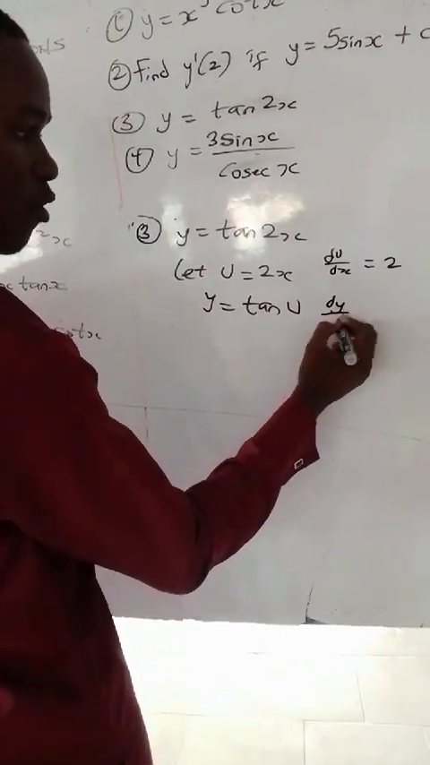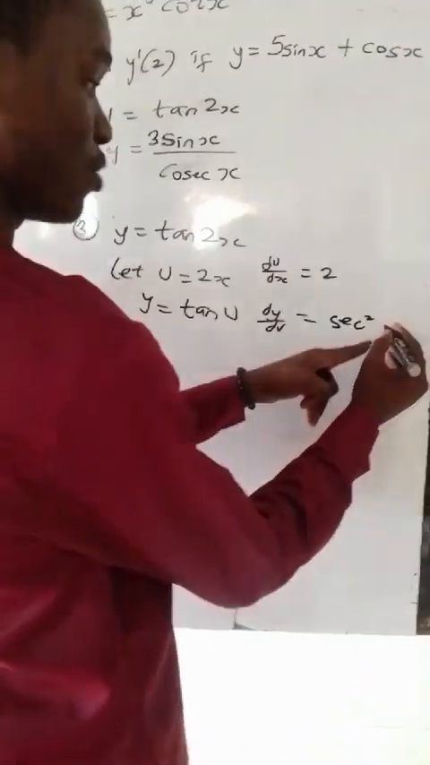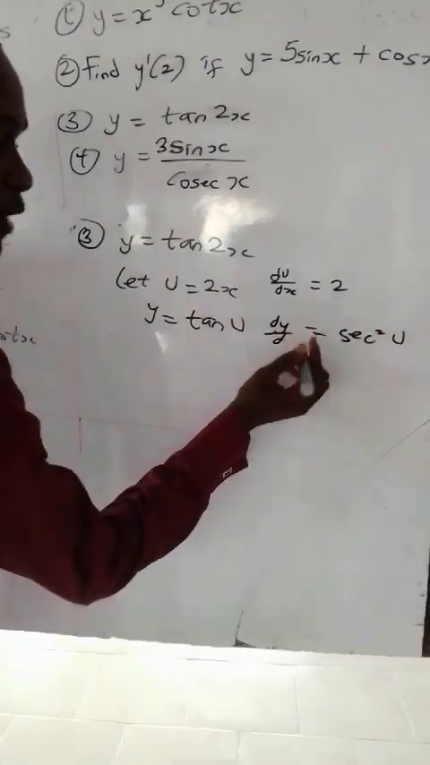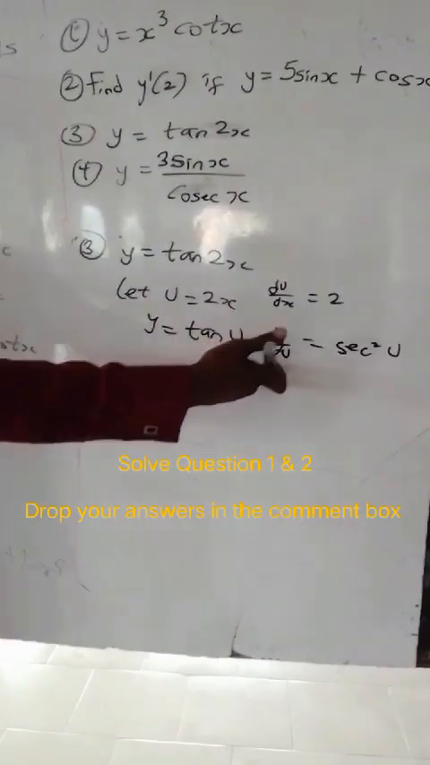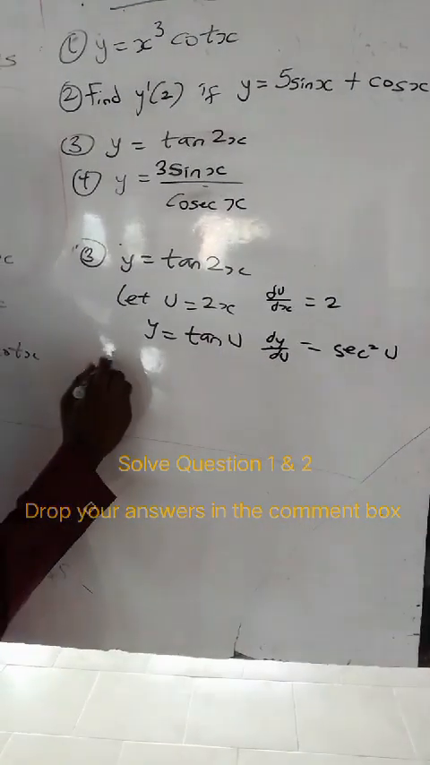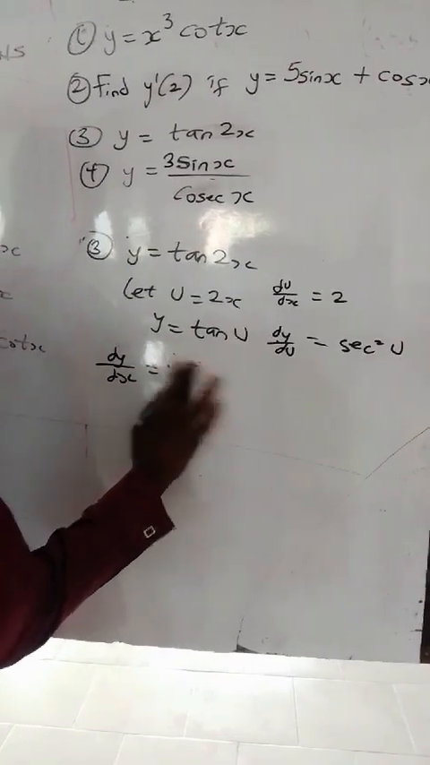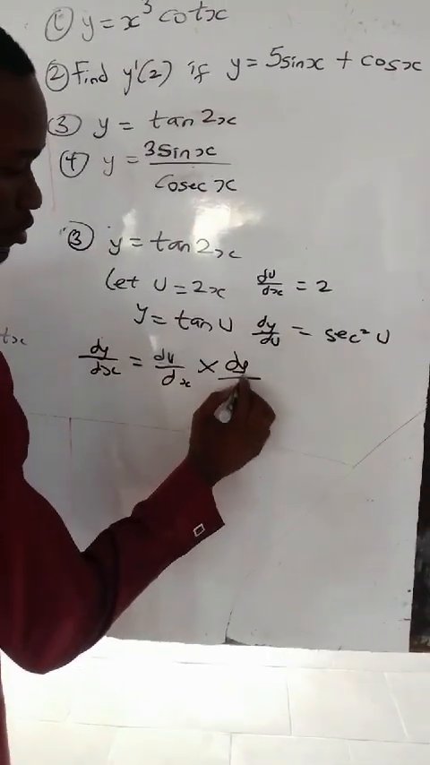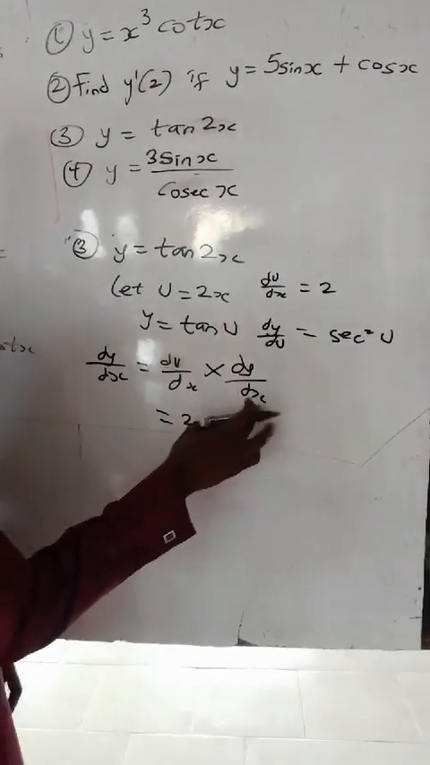And what is your dy over du? What is tan u? Tan u is still the same thing as tan x, which is sec squared x. But it will not be sec squared x here, it will be sec squared u. Because we said dy over du, like I told you, when you differentiate, it is the letter on the other side that matters. So at the end of the day, you now use the formula of dy over dx for function of function: du over dx times dy over du. That was du over dx is what? 2 times what? What's dy over du?